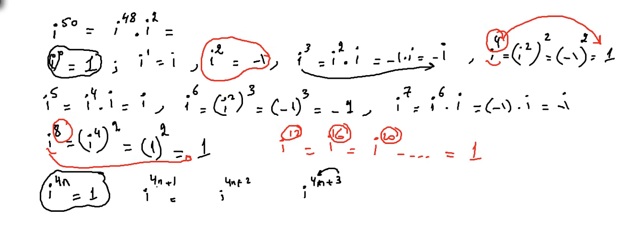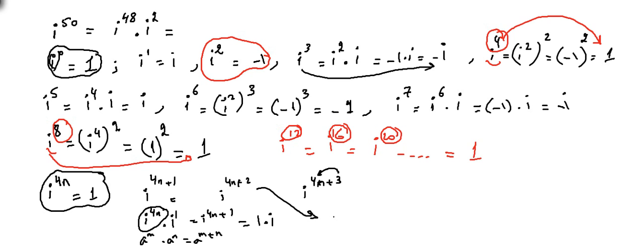I power 4n plus 1 is I to the power 4n times I to the power 1. According to the formula, a power m times a power n is a power m plus n. So here, I to the power 4n plus 1. What is I power 4n? It's 1 times I power 1. So it's 1 times I.